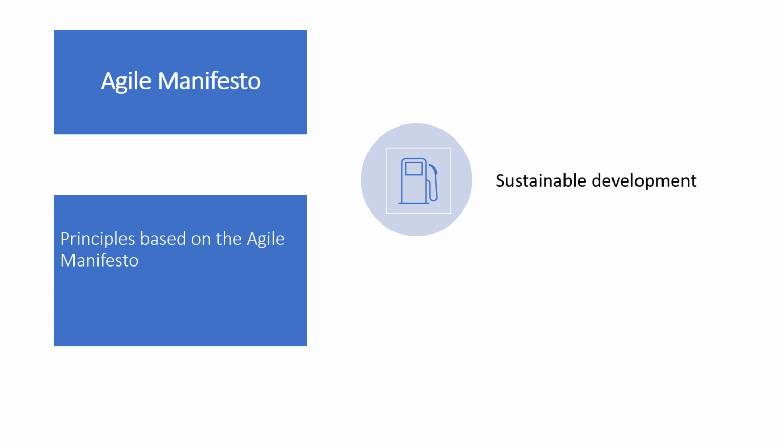Agile processes promote sustainable development. The sponsors, developers, and users should be able to maintain a constant pace indefinitely. It means that the teams establish a repeatable and maintainable speed at which they can deliver working software, and they repeat it with each release.